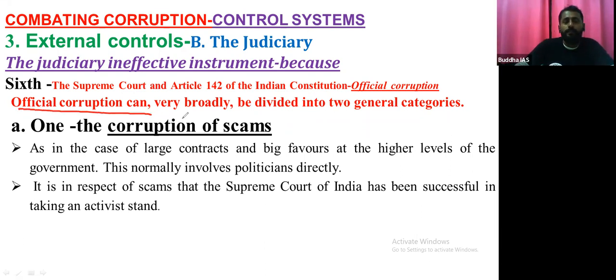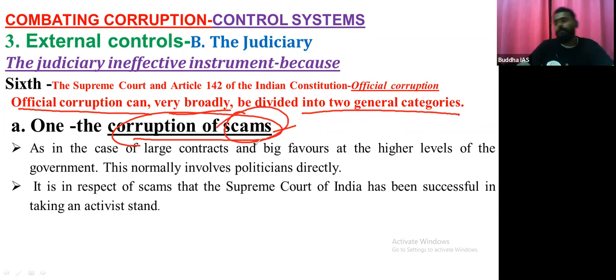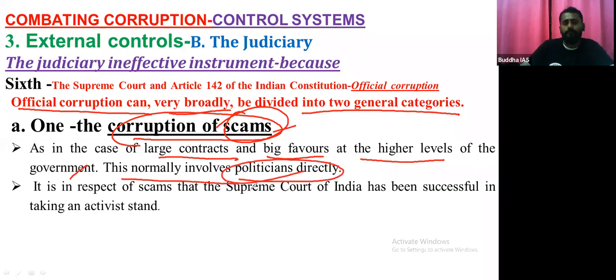Official corruption can very broadly be divided into two categories. That is corruption of scams, meaning bigger corruption, corruption with respect to big scams, as in the case of large contracts and big favors at the higher levels of the government. This normally involves politicians directly. It is in respect of scams that the Supreme Court of India has been successful in taking an activist stand.